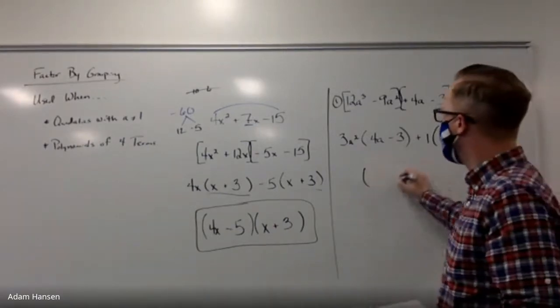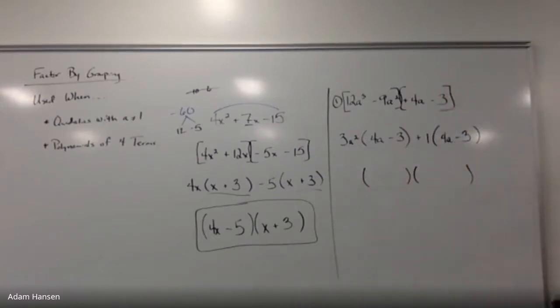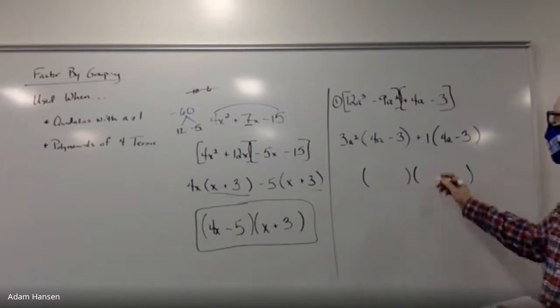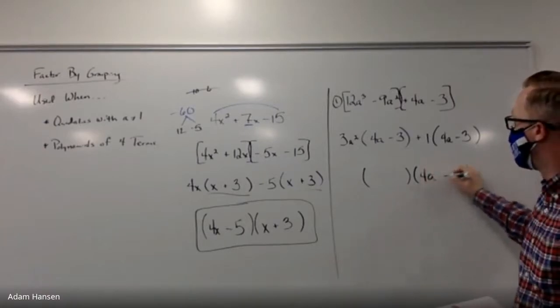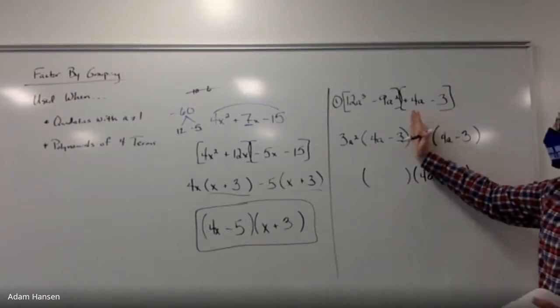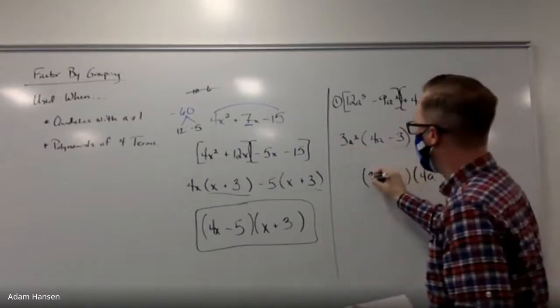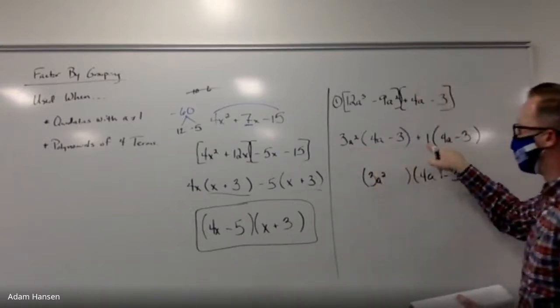Let's make our 2 quantities. One of them is obviously 4a minus 3. The other is what's multiplying times 4a minus 3. In the first pair, what was multiplying times 4a minus 3? 3a squared. And the second set?